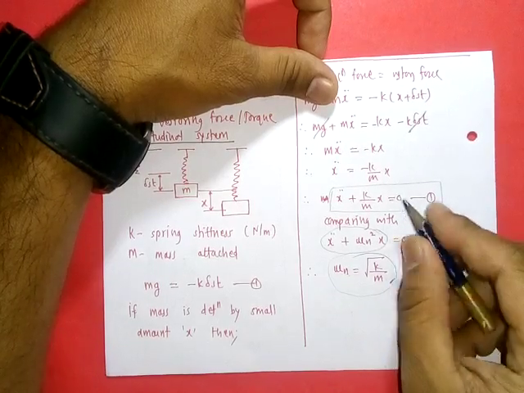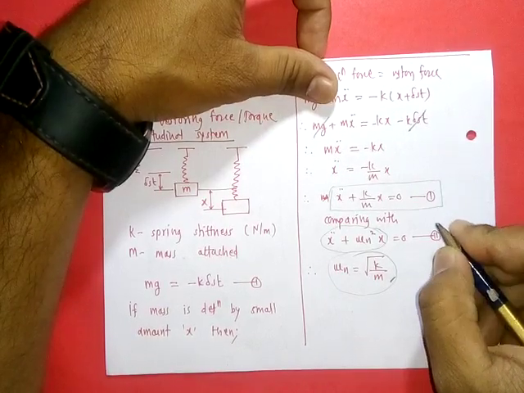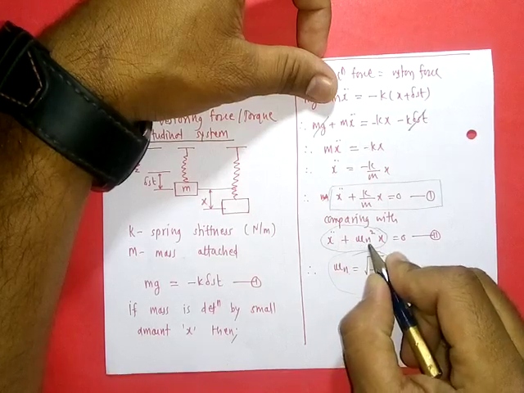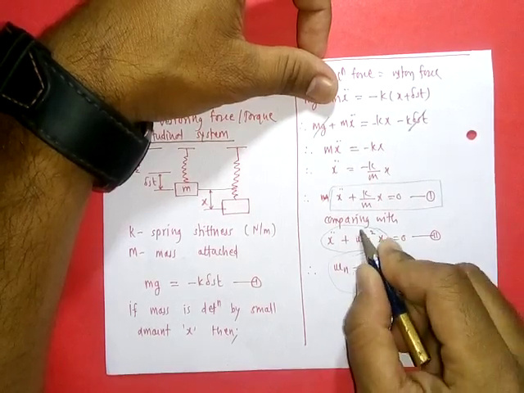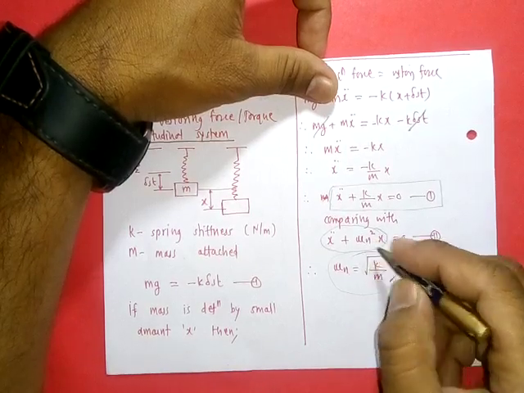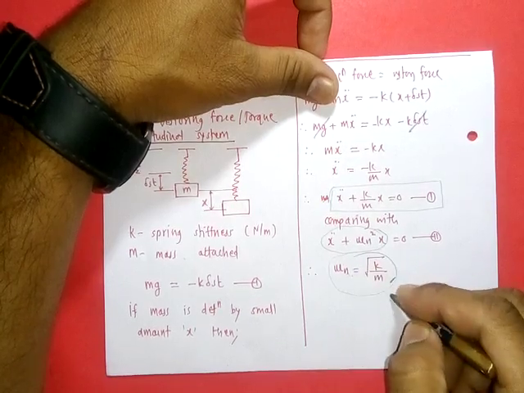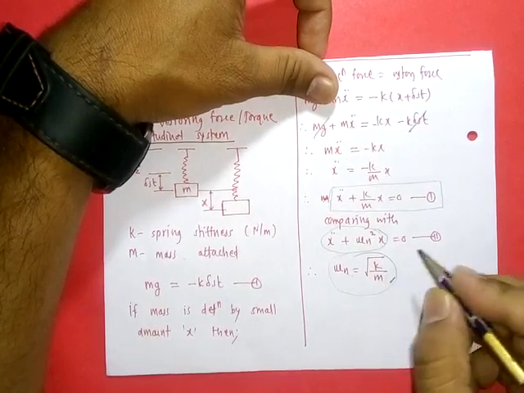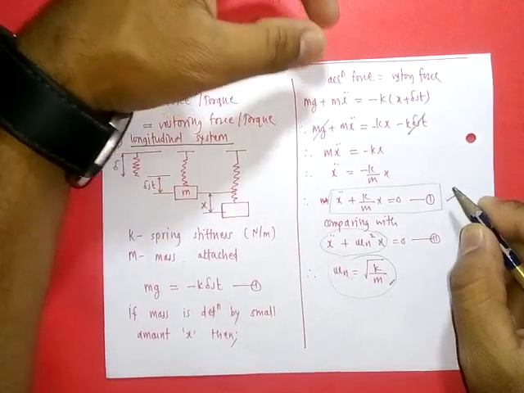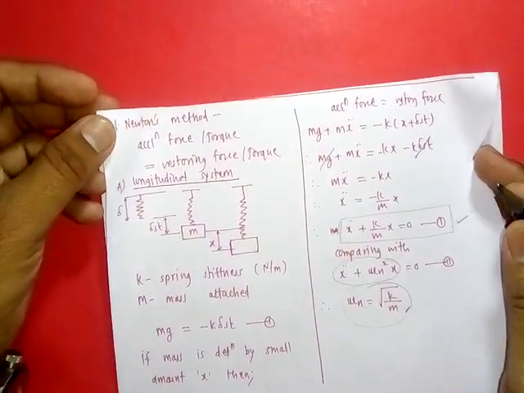Then if we compare this equation with the standard SHM equation for linear or longitudinal motion, our standard equation is x double dot plus omega n square x is equal to 0. Omega n is our natural frequency, so comparing corresponding terms we get the natural frequency of the system as under root k by m. This is for the longitudinal system.